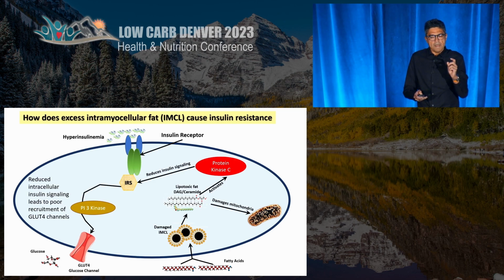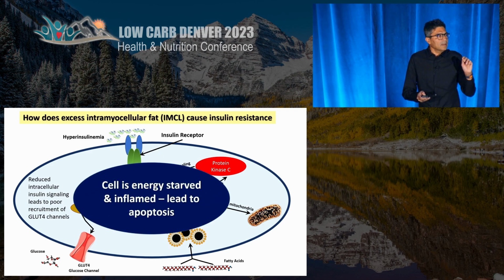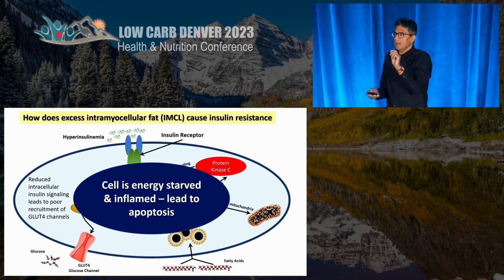In addition, the toxic fat damages your mitochondria. The mitochondria don't burn cleanly. They make a lot of free radicals. The cell gets energy starved, inflamed, and dies.